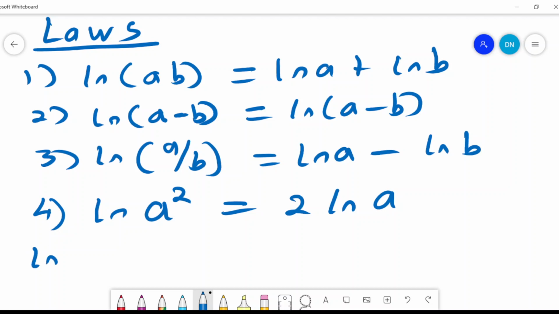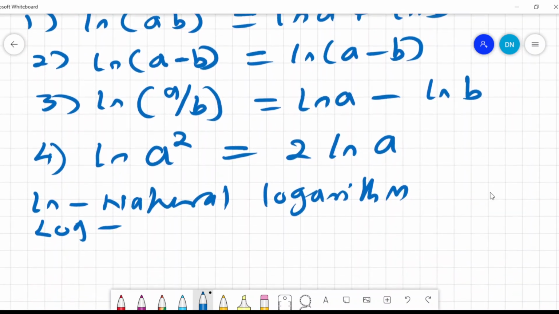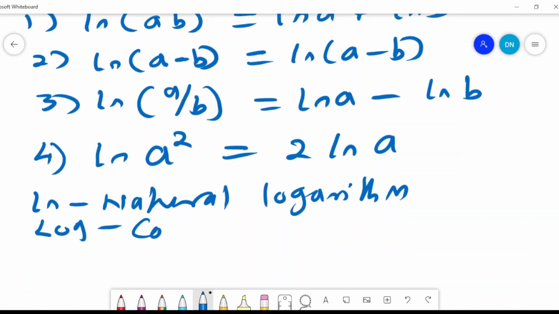ln is what we call the natural logarithm, and then the log is what we call the common logarithm. So that's the difference between the two, but the laws apply to both of them.